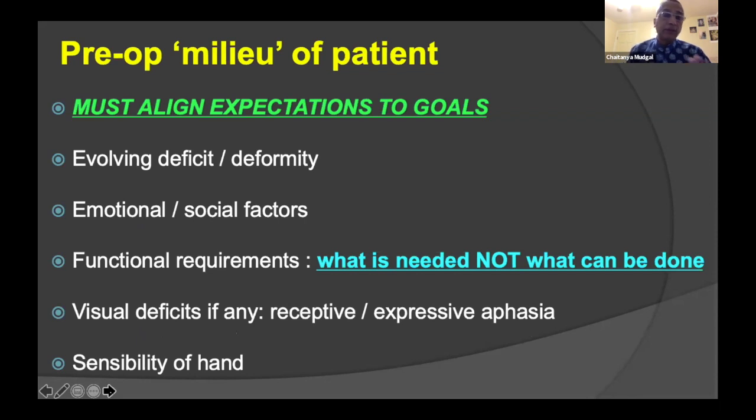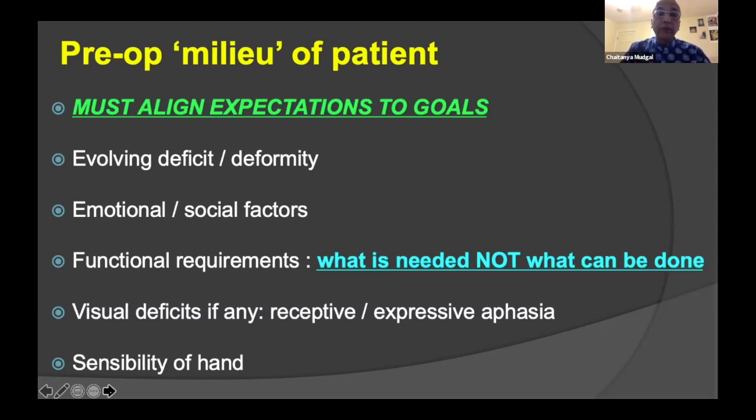If the patient's tetraplegic, how are they dealing with the injury? If they had a bad, devastating nerve injury in the upper limb, how are they dealing with it? What are their functional requirements? What is their family situation? Can someone bring them to their visits? Can someone bring them to their rehab? How are they going to get by? You want to ask them to keep a diary of what is needed, not what can be done, and make sure you match those two.